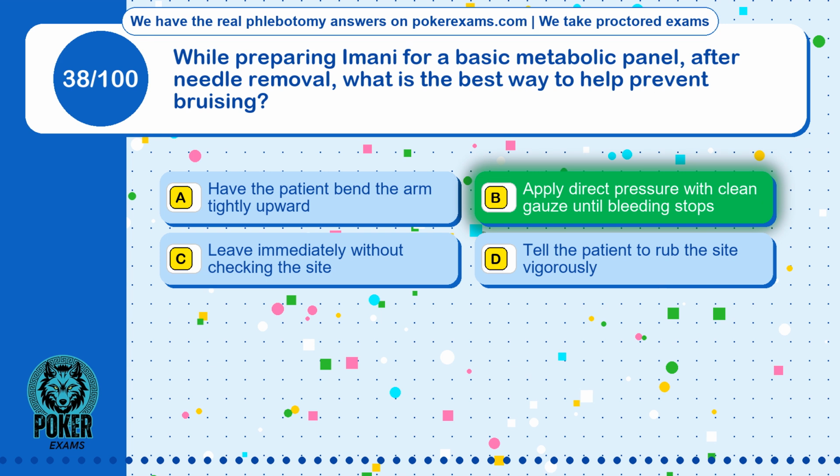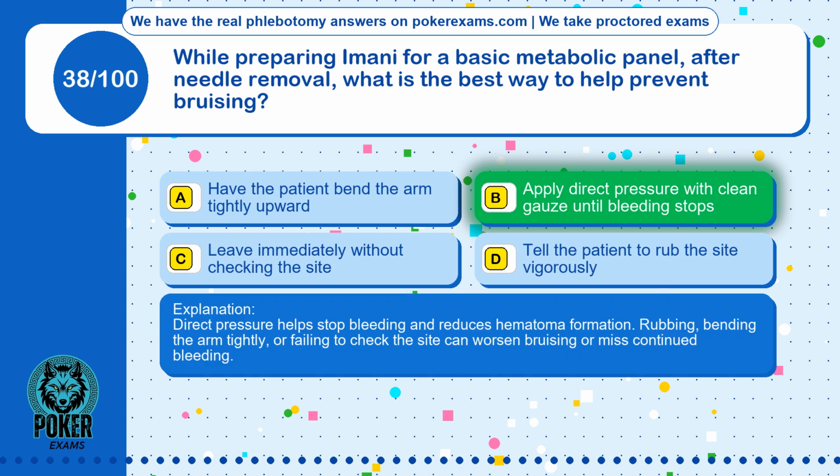The correct answer is option B. Apply direct pressure with clean gauze until bleeding stops. Direct pressure helps stop bleeding and reduces hematoma formation. Rubbing, bending the arm tightly, or failing to check the site can worsen bruising or miss continued bleeding.